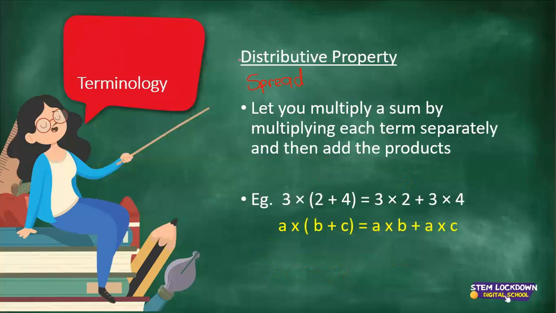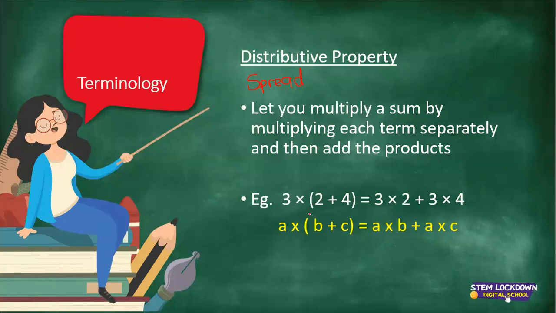Okay, let me just quickly move through this. I see hands, right? I think for now everything's straightforward. Okay, you can ask me when I'm done explaining this law, this property. So to distribute, I mean, is to spread. Sorry. So this law lets you multiply a sum by multiplying each term separately and then adding the product.